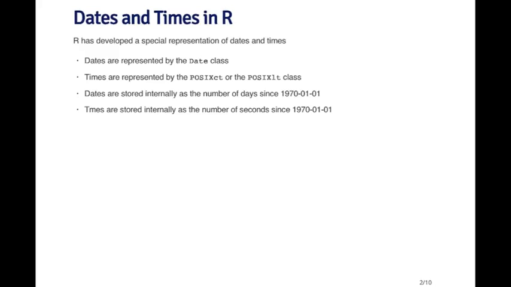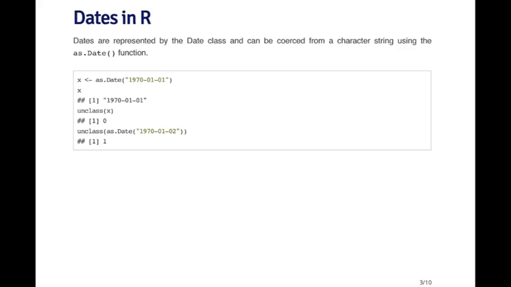Internally, the dates are stored as the number of days since 1970 January 1st. That particular detail is not very important, but in case you're wondering how R actually does calculations based on dates. Times are stored internally as the number of seconds since 1970 January 1st. Again, that's another underlying detail that's not very important, but it may be useful to know sometimes. The way dates in R work is you can take a character string, like 1970-01-01, and convert it into a date using the as.Date function.